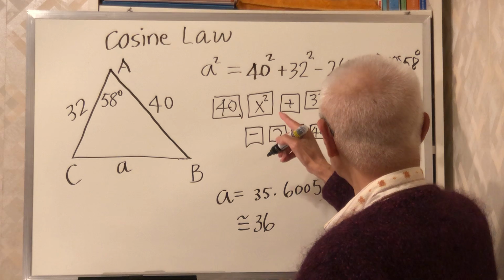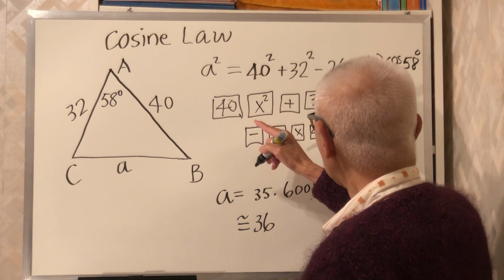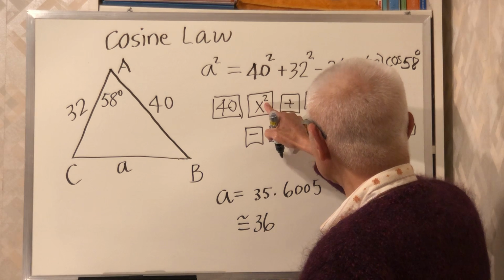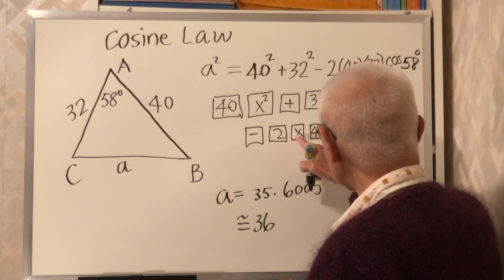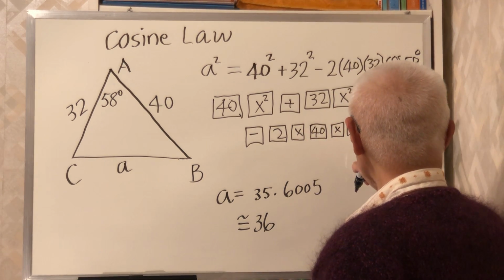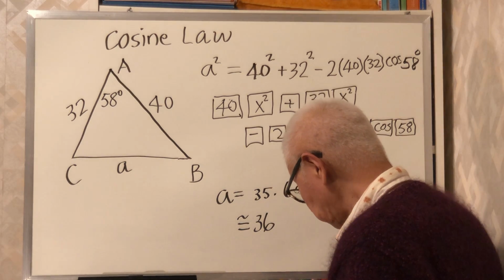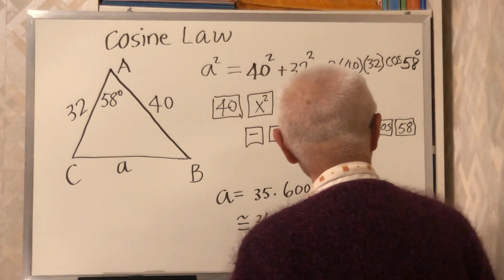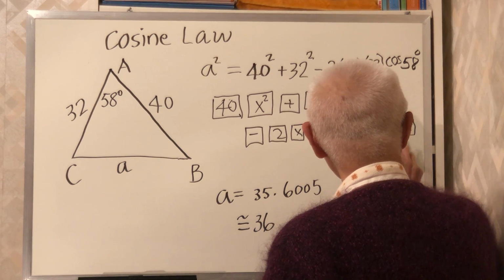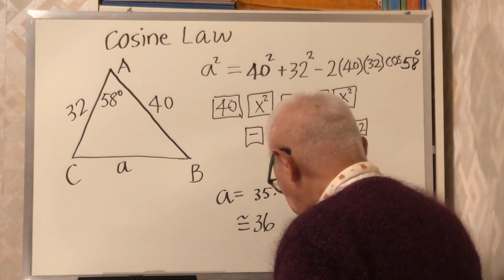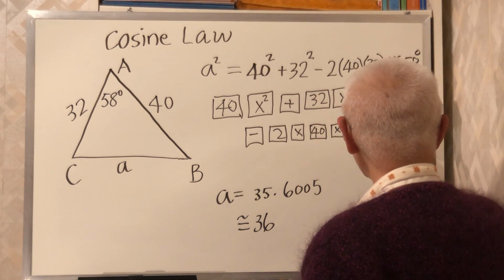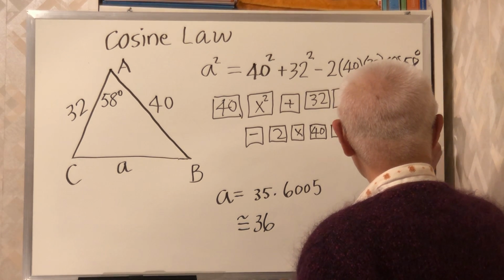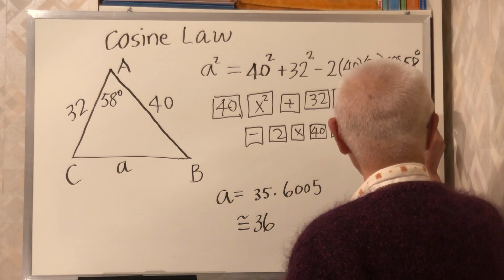I must remind you that this is a square button, okay? It's not multiply. This is the square button, and this is the multiply button. Multiply 32, and okay, if you want to, you enter the multiply again. Yeah, I want to do this very step by step. So you enter 40 times 32, enter the multiply button, then enter cosine, and then enter 58.